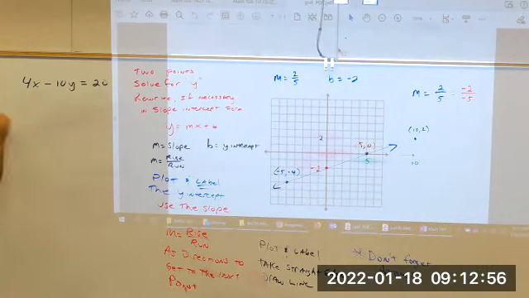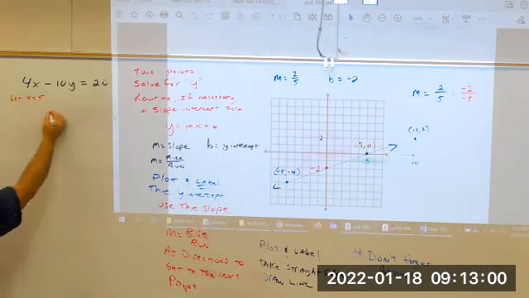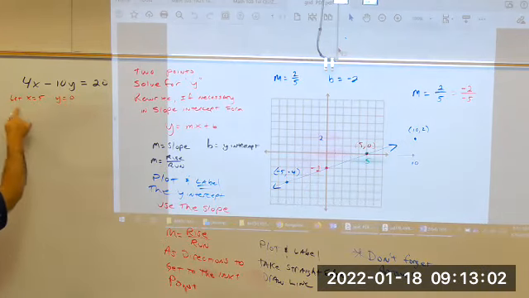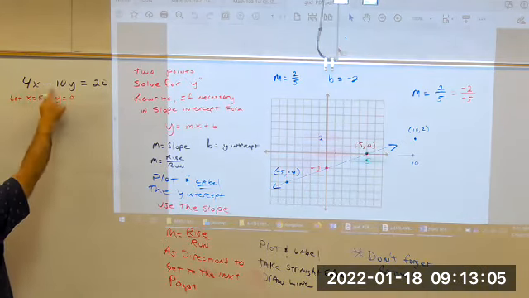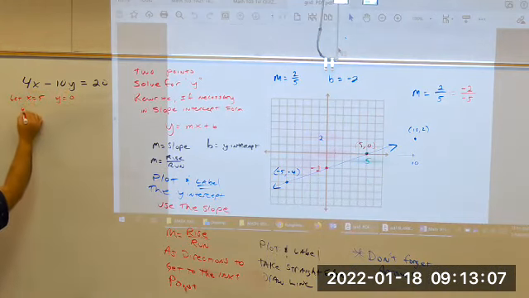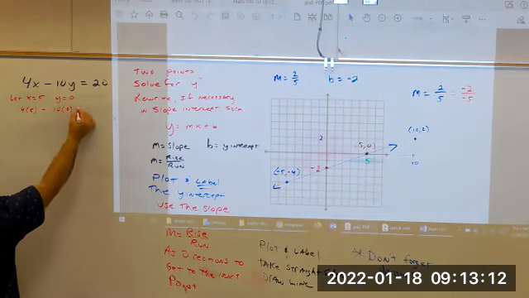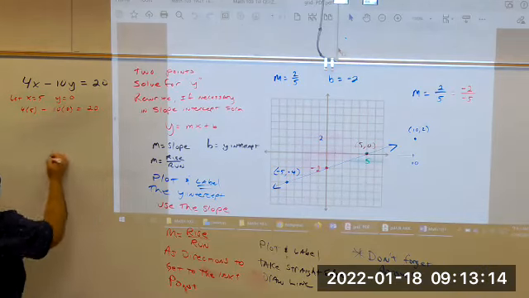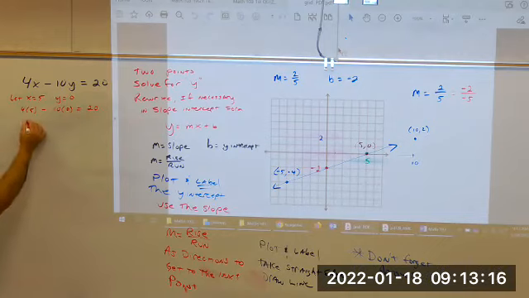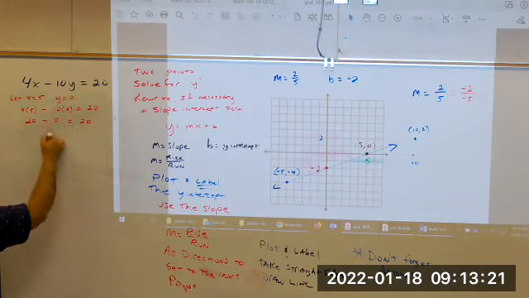That means x is 5, and the y is a 0. If I plug it into the x and the y right here, 4 times 5, minus 10 times y is a 0, I'm supposed to get 20. 4 times 5 is 20, minus 10 times 0 is 0. 20 minus 0, I get 20 equals 20. It solves the problem.